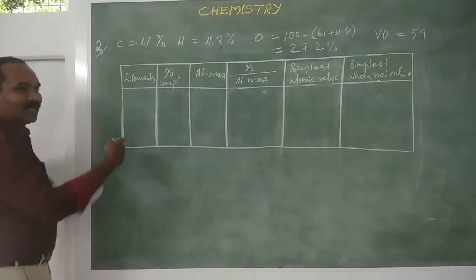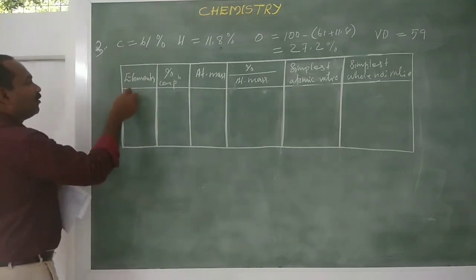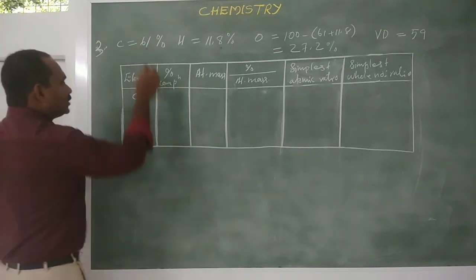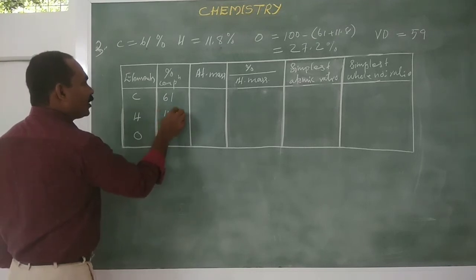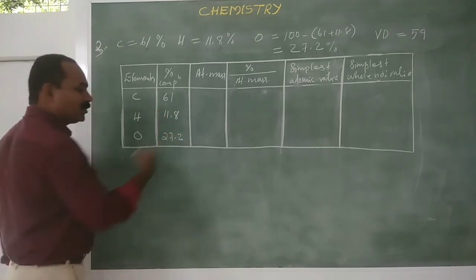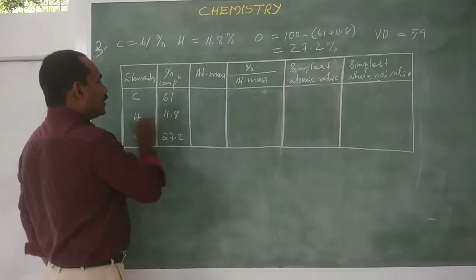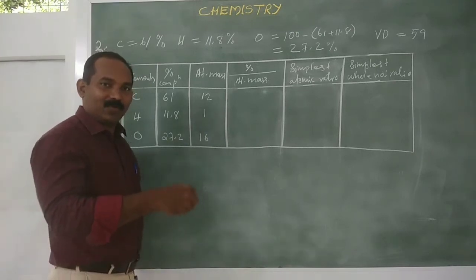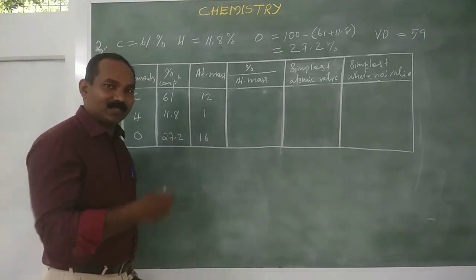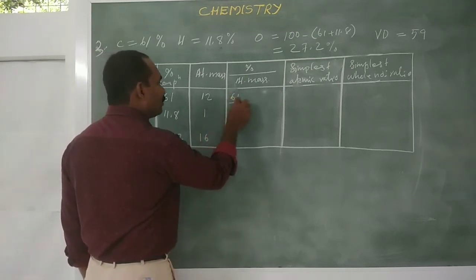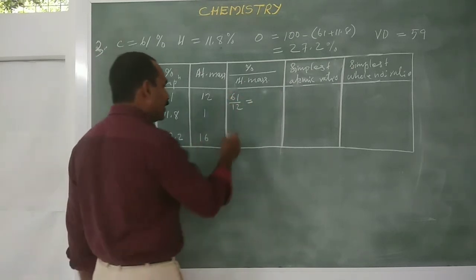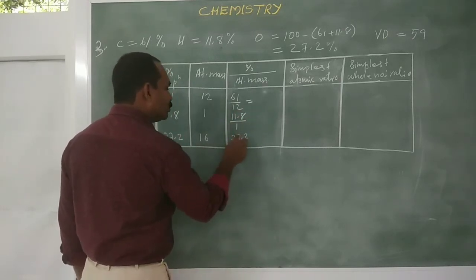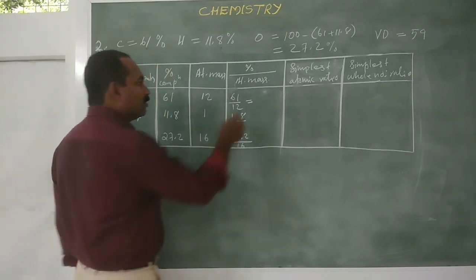Then we do the same thing here. We have to do carbon, hydrogen, oxygen. Percentage composition 61, 11.8, 27.2. Atomic mass of these elements 12, 1, 16. Now we move fast because you are familiar with the two problems. Then 61 divided by 12, 11.8 by 1, 27.2 by 16. How much is it?